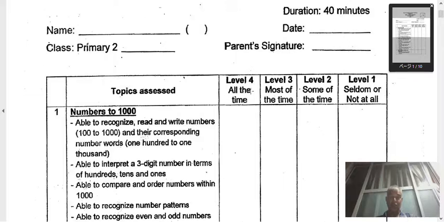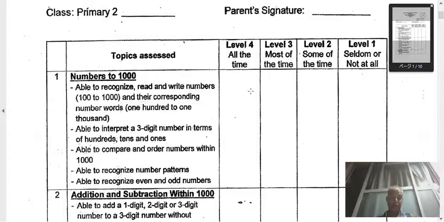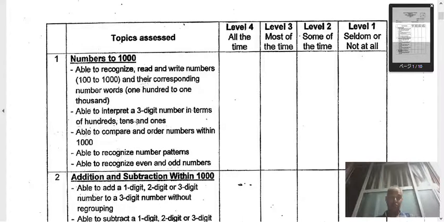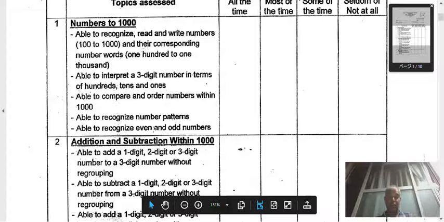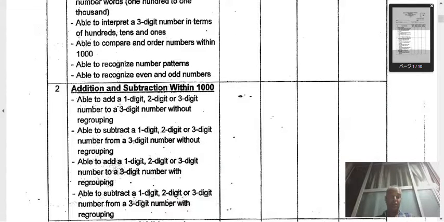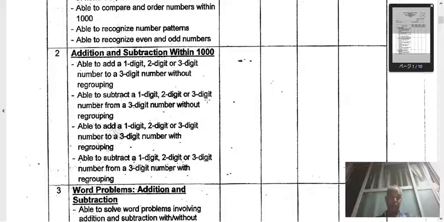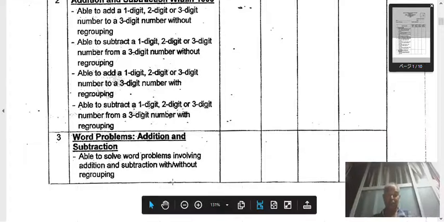So we are starting now, and what we are going to assess is written in the question paper: the numbers to 1000. Able to recognize, read, write numbers from 100 to 1000 and their corresponding number words. Then able to interpret a 3-digit number in terms of hundreds, tens and ones. Able to compare and order within 1000. Able to recognize number patterns and able to recognize even and odd numbers. Then you have addition and subtraction within 1000, that also 2 digits, 3 digits and all. And then you have some word problems.